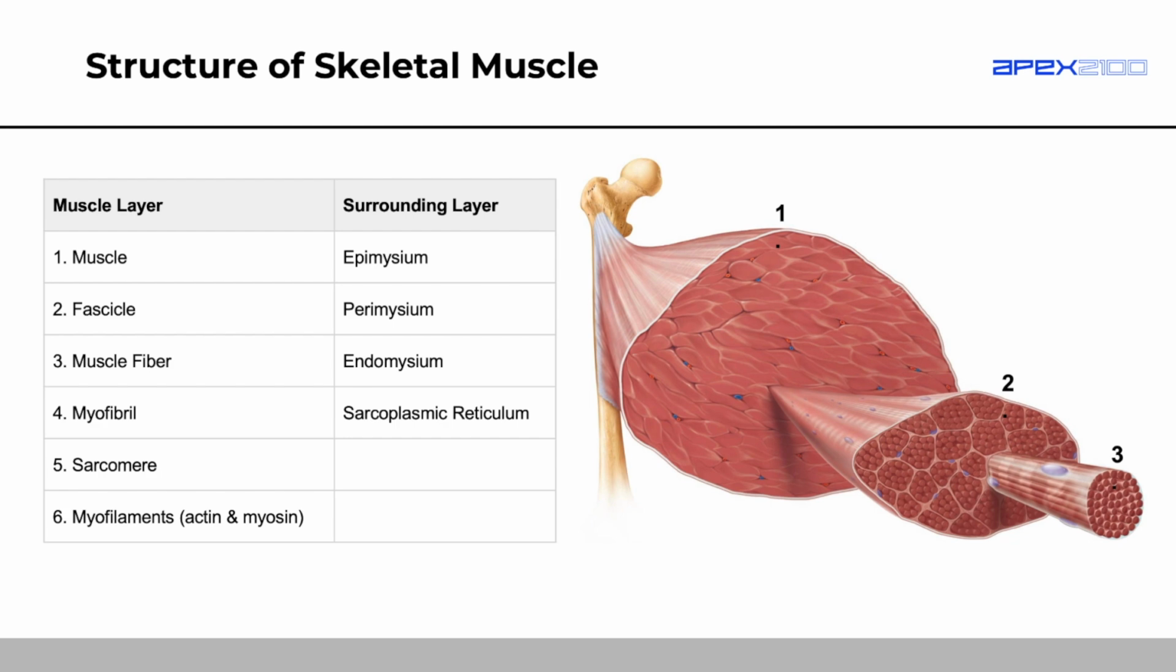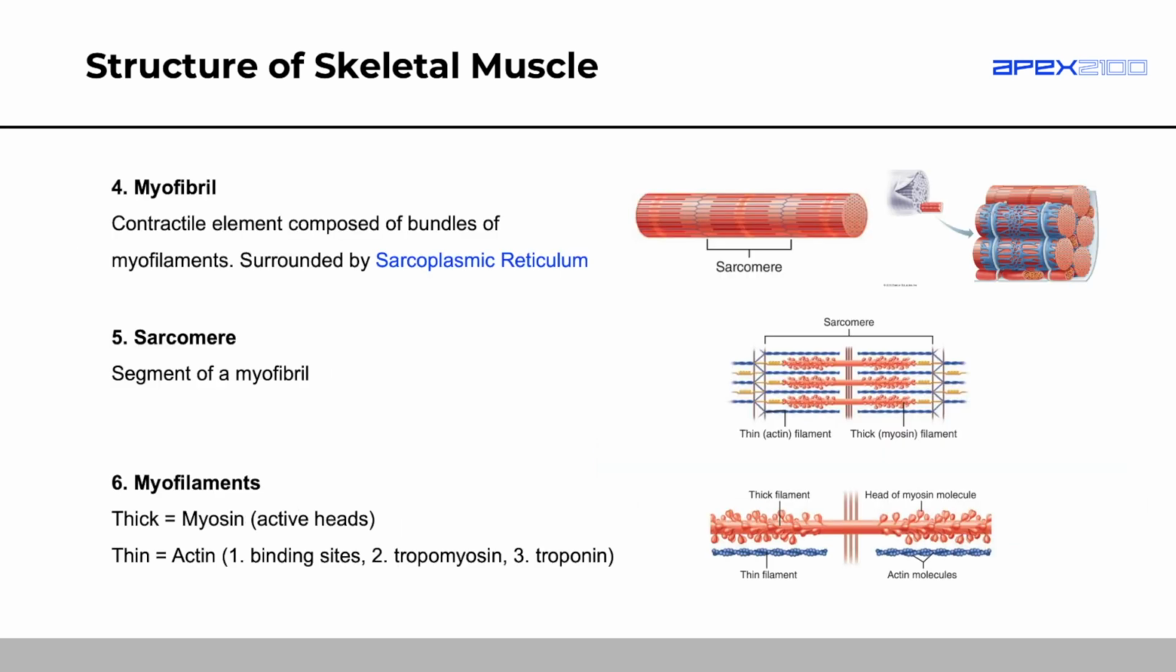4, if we could see it, we can't here, but it's going to be on the next slide, is the myofibril, surrounded by something called the sarcoplasmic reticulum. And then we have the sarcomere, and then we have the myofilaments, which are called actin and myosin. So let's have a closer look at 4, 5, and 6, the myofibril, the sarcomere, and the myofilaments now. Okay, so the myofibril is the contractile element of the muscle.